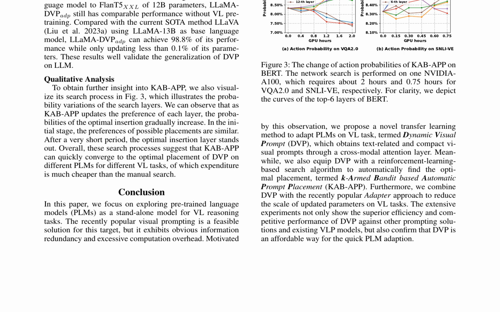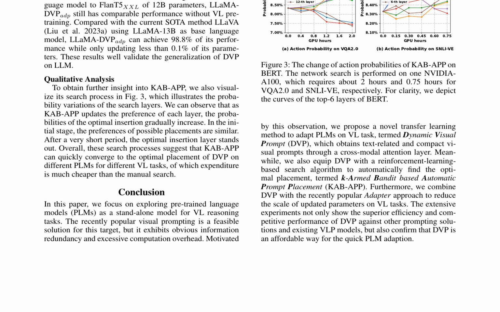A qualitative analysis visualizes the search process of KABAPP, illustrating the probability variations of the search layers. The results suggest that KABAPP can quickly converge to the optimal placement of DVP on different pre-trained language models for different vision language tasks, with much cheaper expenditure than manual search.